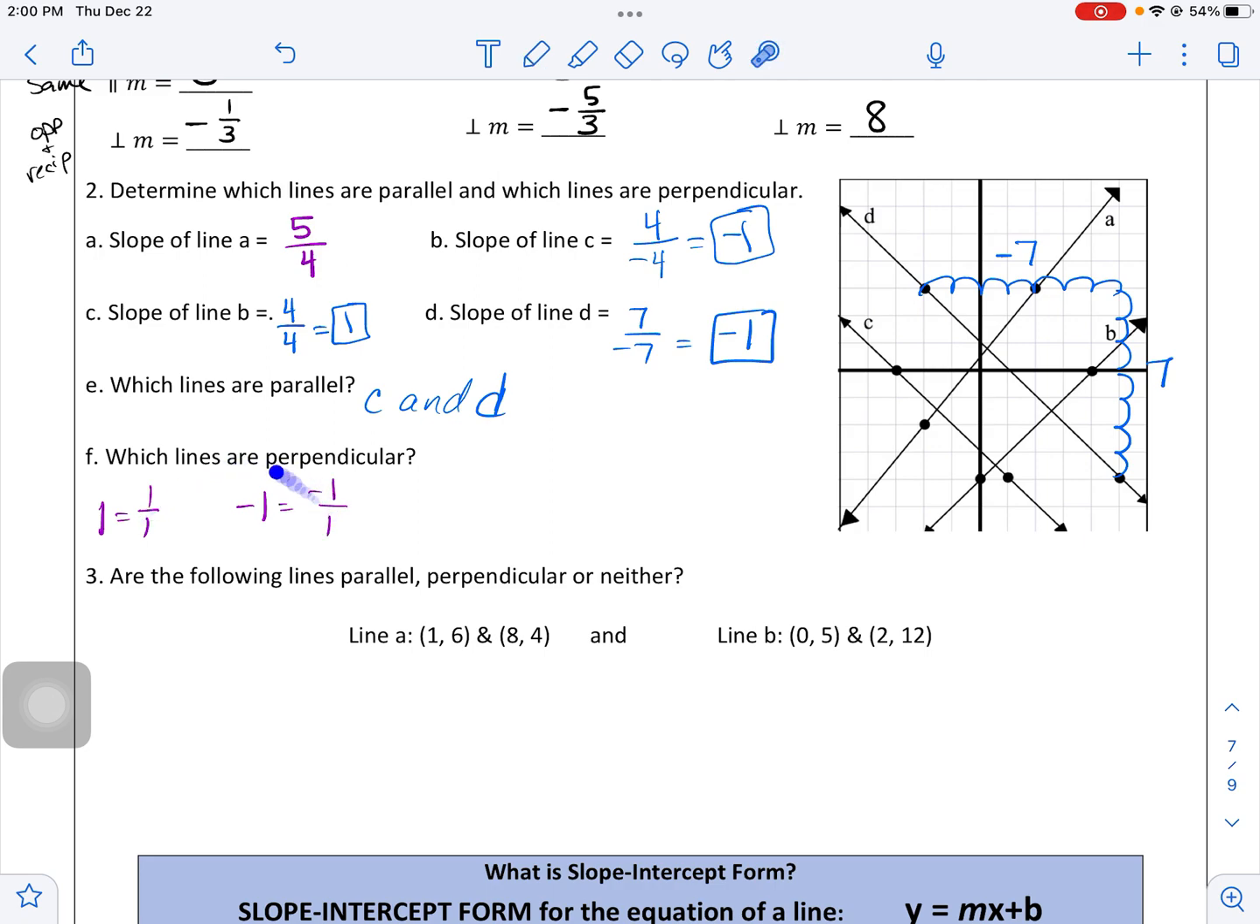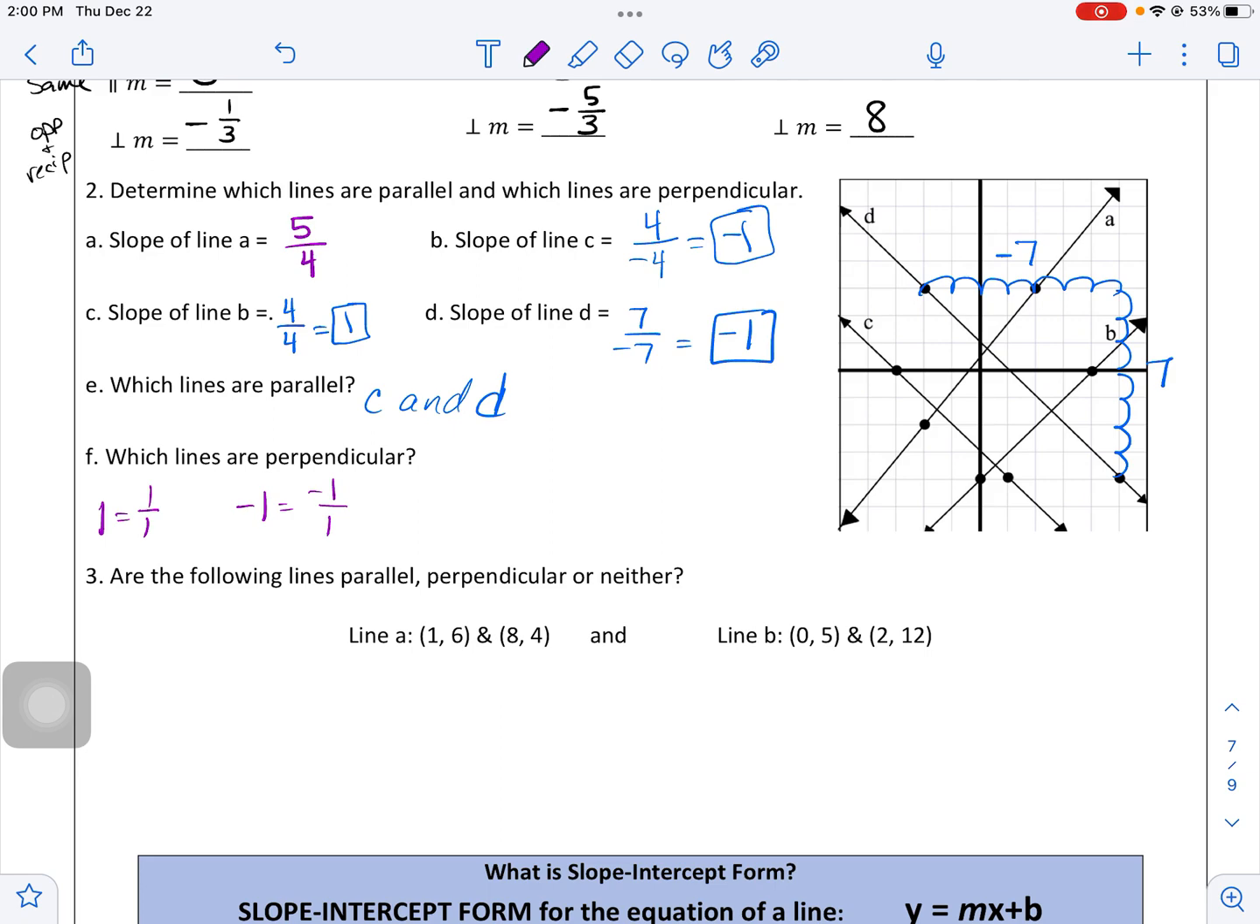So if I'm looking at these two, are they opposite signed? Yes. If I did the reciprocal, would my denominator move to the top? Would my numerator move to the bottom? If you see, one moves to the top, one moves to the bottom. It's the same. So these two are perpendicular because they are opposite reciprocals.